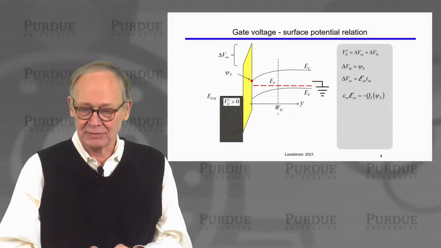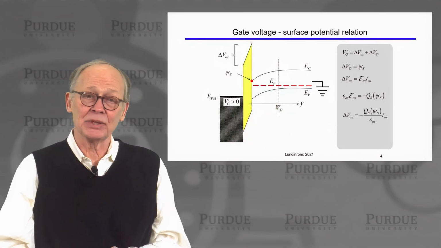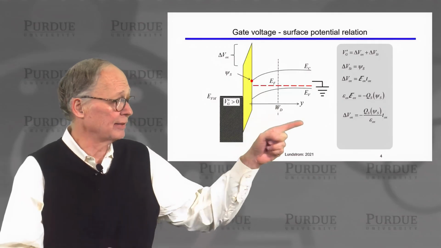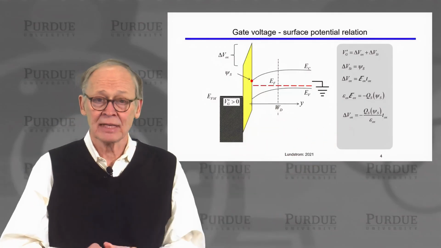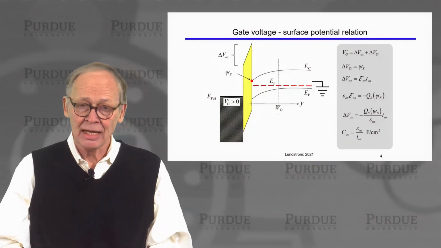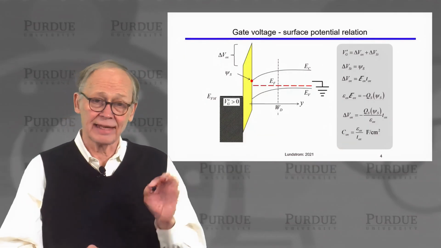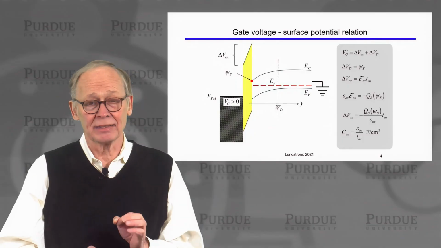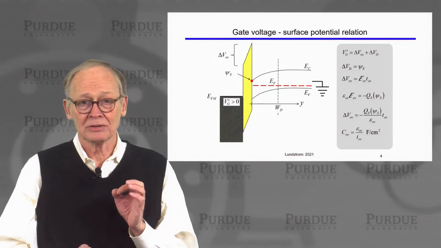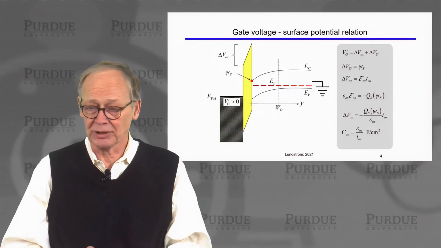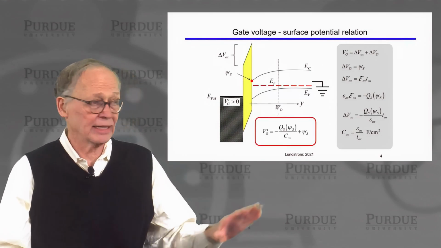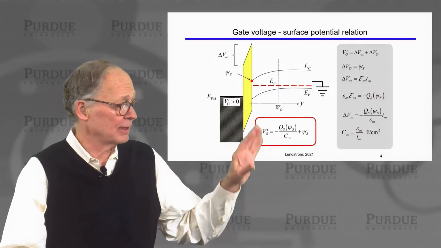Okay, we have Gauss's law. From that, we deduce the electric field in the oxide. We multiply by the thickness of the oxide, T ox, and we have the voltage drop across the oxide. We recognize that the dielectric constant of the oxide divided by the thickness of the oxide has the units of capacitance per unit area, farads per square centimeter. So we put this all together and we have our relation.